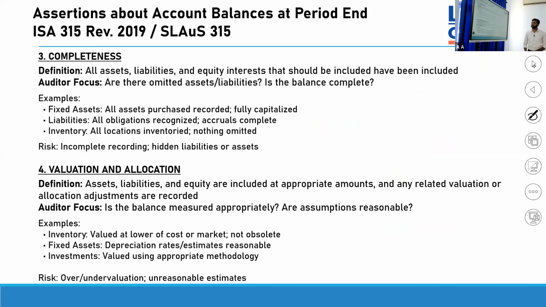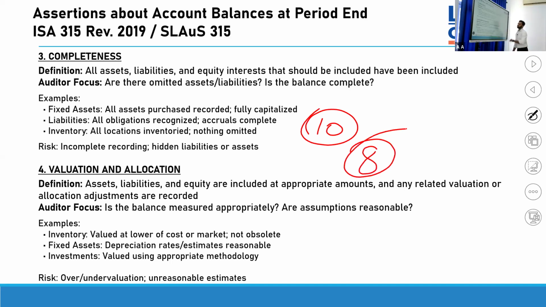Third one, completeness. All the assets, liabilities, and equity interests that should be included have been included, which means, let's say you have 10 vehicles. But in the financial position, on the property, plant, and equipment, you have recorded only 8 vehicles. So it is incomplete. It is not representing the completeness, right?